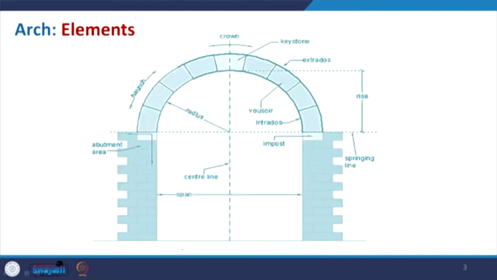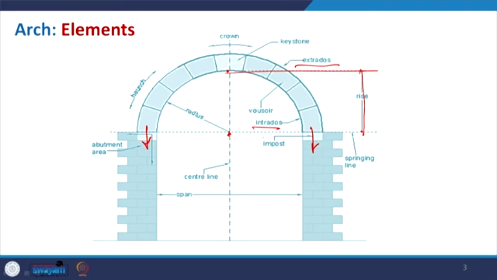Now, coming to this particular schematic where you have different components. At the curvature you have the internal curvature called the intrados; the extrados is the outer curvature. Then you have the abutment, the area where it is being supported by the piers, and the rise, as I mentioned, is basically the distance between your internal curvature and that particular horizontal line.